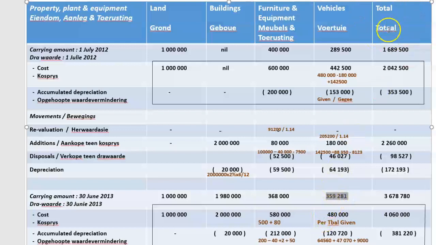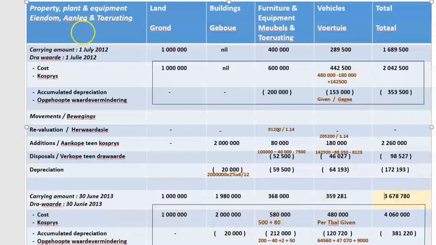Now, here's the total column, and the total column, if we're going to cross-cast, is basically the 1,000,000, the 400,000, the 289, which gives us 168,900, and you're going to do that for each and every line item. What is important, though, and what I want to show you, is that on the face of the statement of financial position, you are only going to show non-current assets. Under non-current assets, you're going to have property, plant and equipment, and under property, plant and equipment, you're going to have that total of 367,880. And then you would refer to this note.